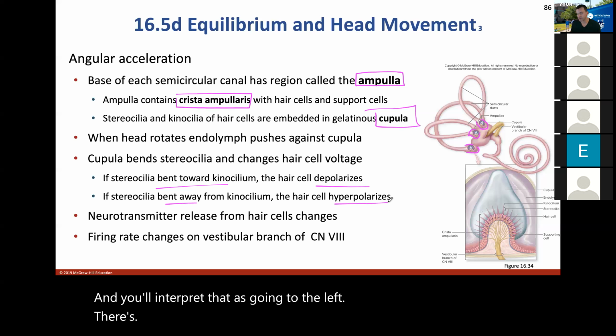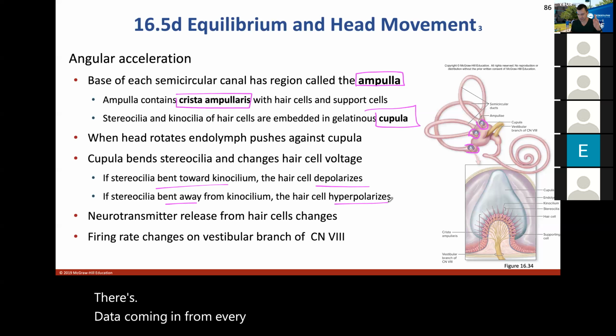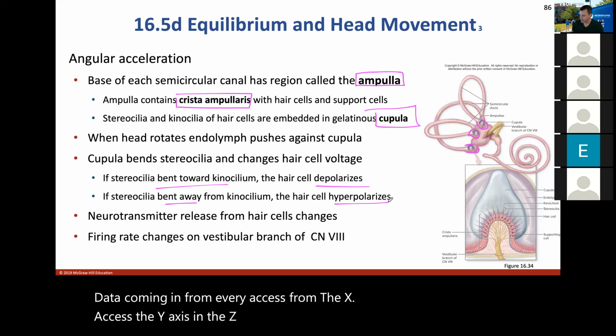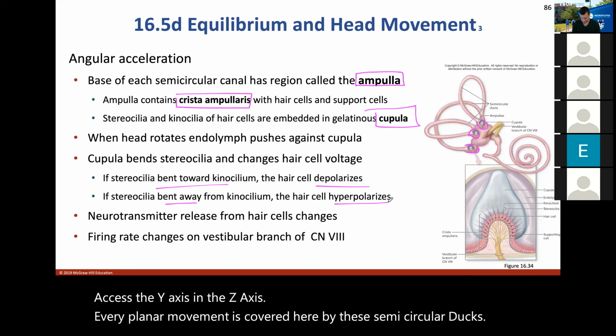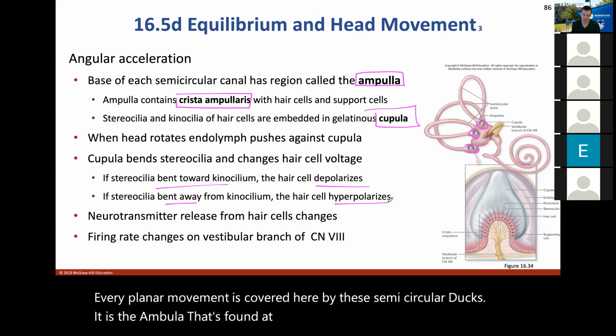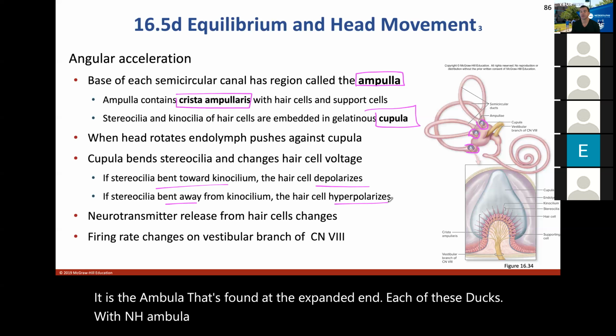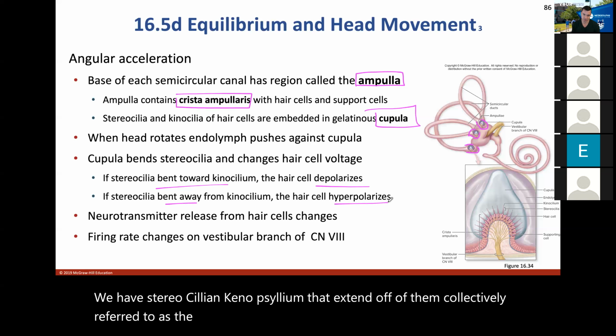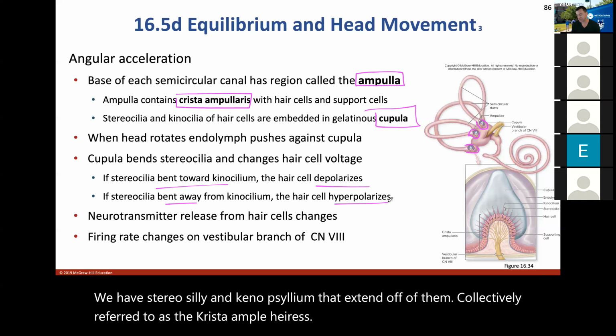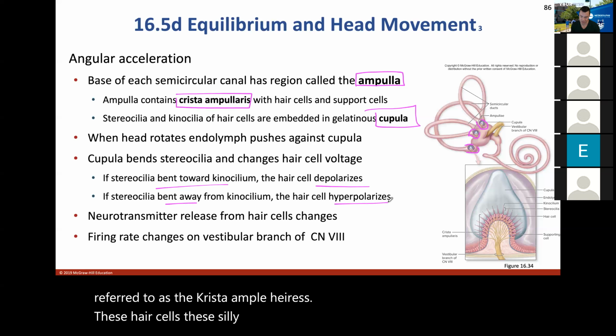There's data coming in from every axis, from the X axis, the Y axis, and the Z axis. Every plane of movement is covered here by these semicircular ducts. It is the ampulla that's found at the expanded end of each of these ducts. Within each ampulla, we have hair cells. We have stereocilia and kinocilium that extend off of them, collectively referred to as the crista ampullaris. These hair cells, these cilia, are embedded within a gelatinous goo called the cupula.